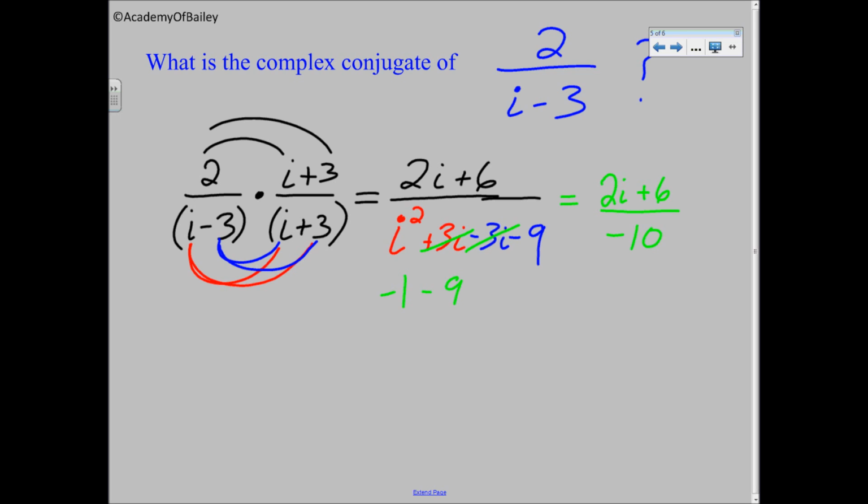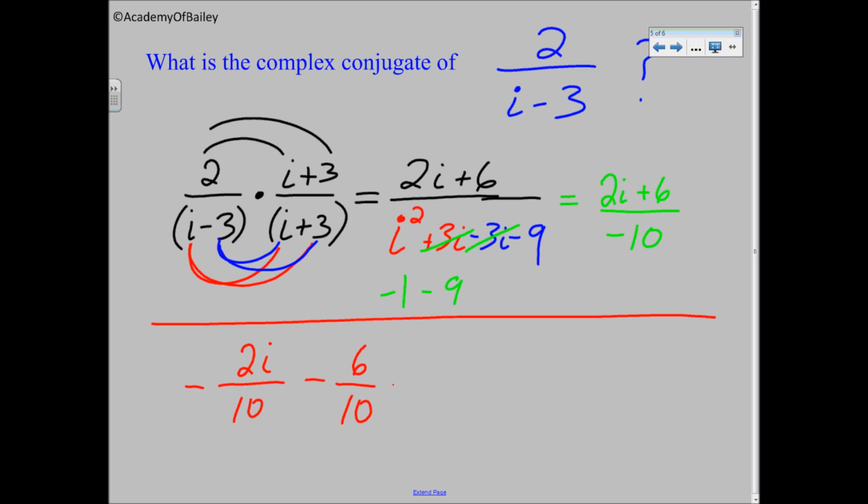Now let's remember that this is not in standard form. We do want to put it in standard form. So we just separate it. 2i over 10 and 6 over 10. 10 was negative, so we put the negative sign out there. And then if we have a positive 6 divided by negative 10, that's going to be a negative 6 over 10. And I believe you know that you're supposed to reduce. And so there we have the standard form of the complex conjugate of 2 over the difference of i and 3.